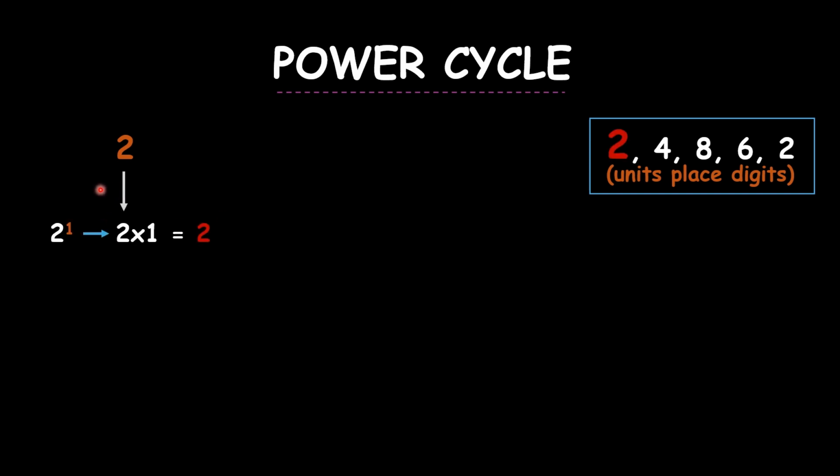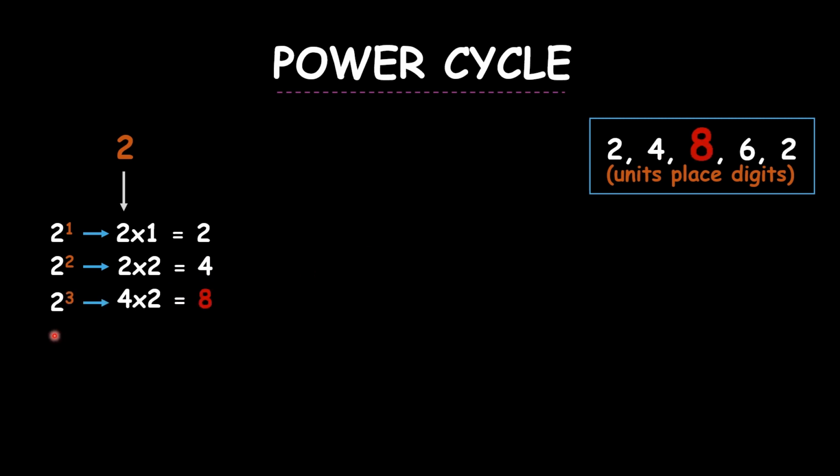So how do we get the units place digit of number 2? So 2 raised to 1 is equivalent to 2 whose units place digit is 2. Similarly, 2 square is equivalent to 4 which is also its units place digit. Similarly, 2 cube is equivalent to 8 which is also its units place digit. 2 raised to 4 is equivalent to 16 whose units place digit is 6.